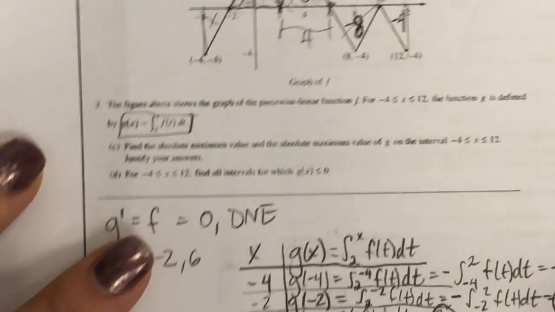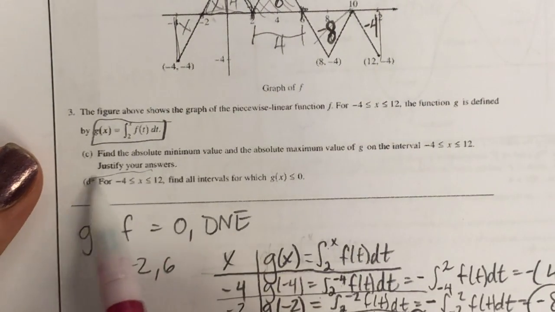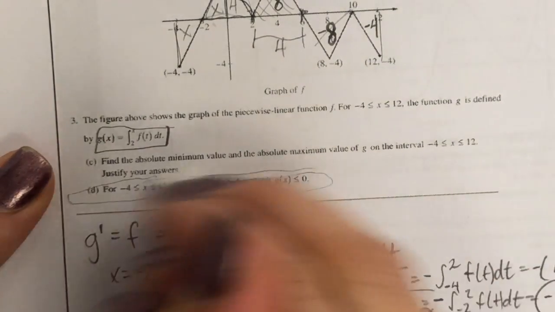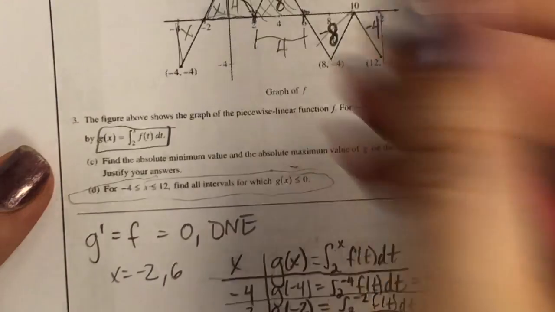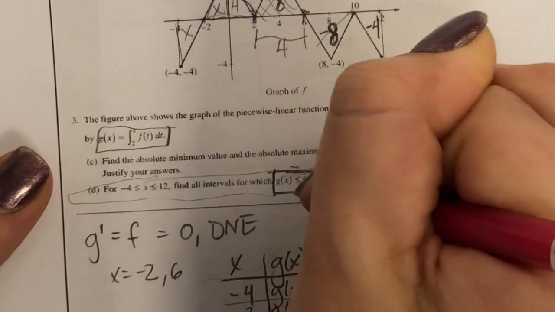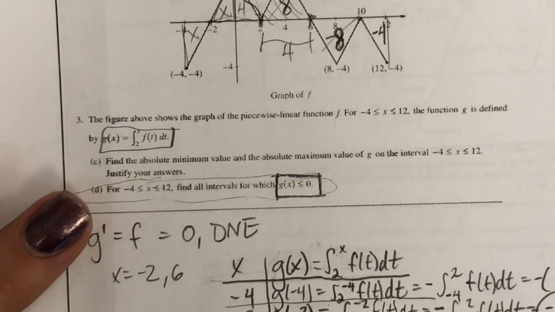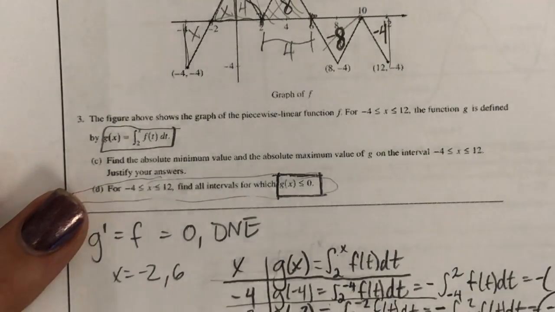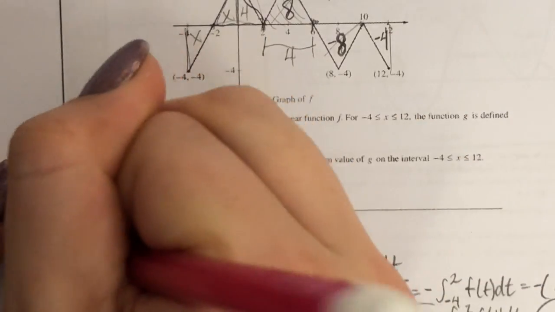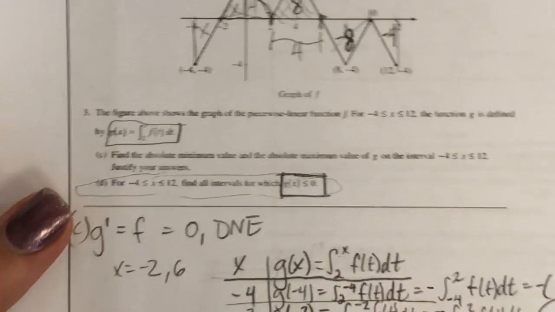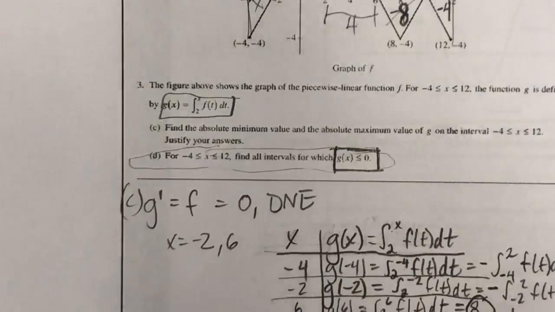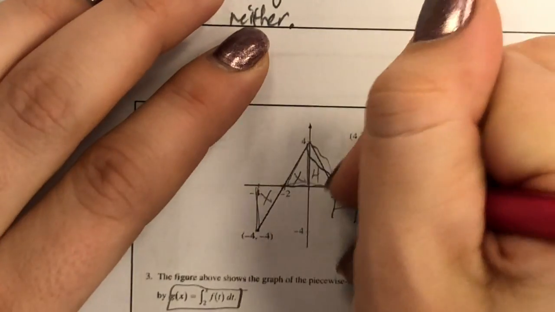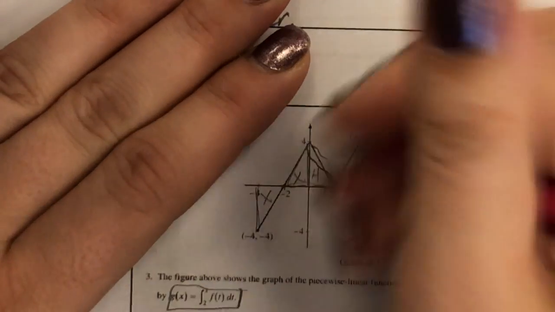Okay, part D. For negative 4 to 12, find all intervals for which g of x is less than or equal to 0. Part D is not always the hardest, but I think in this problem it is. So let me label this part C. This actually jumps off a lot of the work we did here. So let's think about this conceptually. I'm going to take away the numbers and just think about areas.